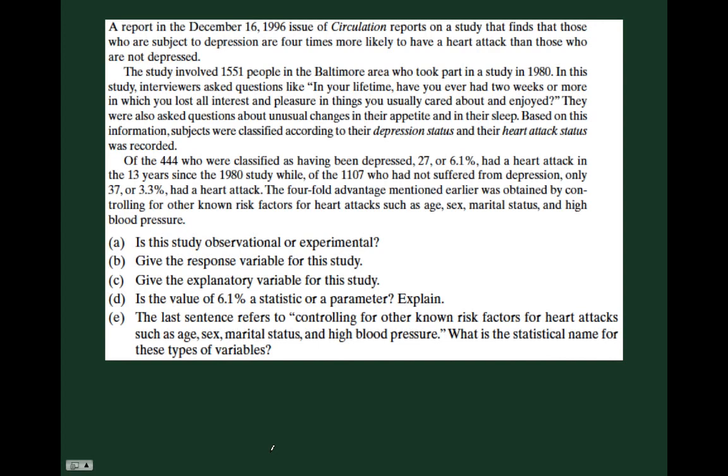So is this study observational or experimental? This again is another example of an observational study. Now, the response variable here is the proportion of heart attacks, and the explanatory variable here is depression status.